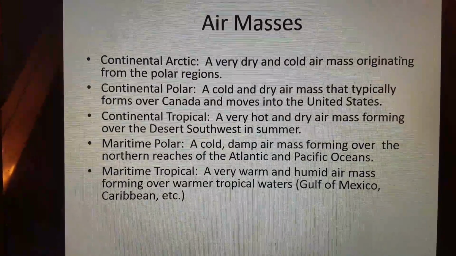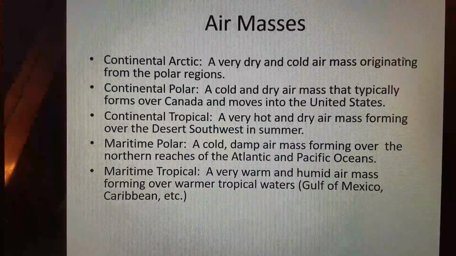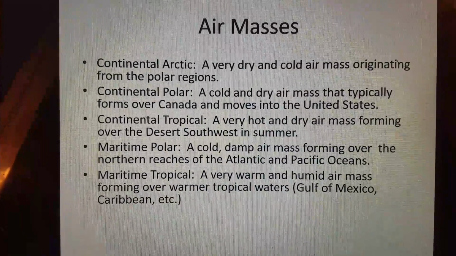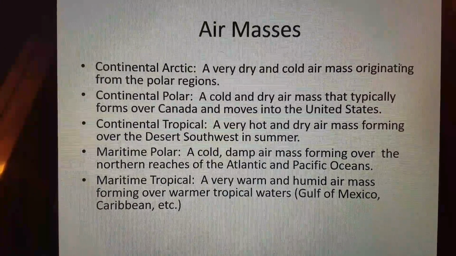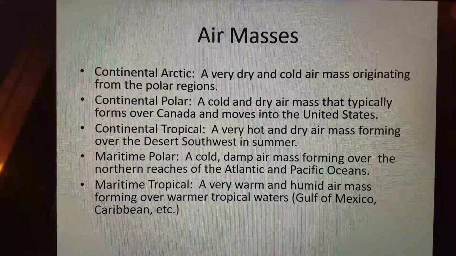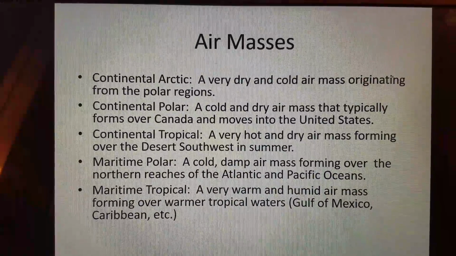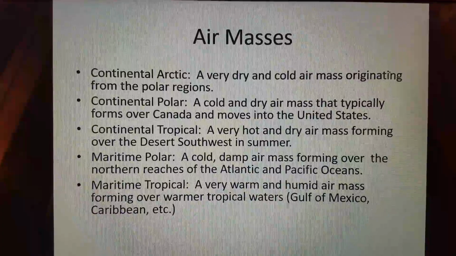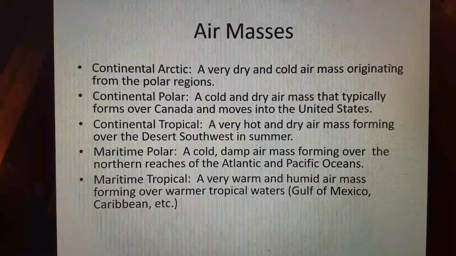Continental Polar is more common across the United States, and we experience it here in Southeast Virginia in the wintertime, where we have a cold and dry air mass. Continental Polar typically originates or forms over Canada and moves into the United States. As far as Continental Tropical, this is a summertime type air mass. It's very hot and dry. It forms over the desert Southwest in the summer. You will only see Continental Tropical in the summer over extremely heated landmass areas. And again, that's typically over the desert Southwest.